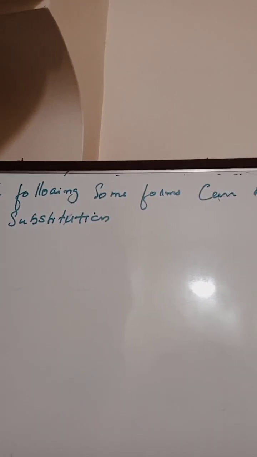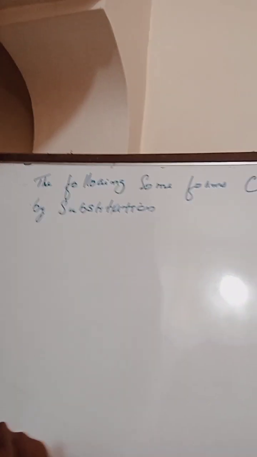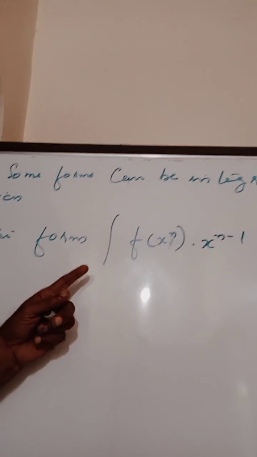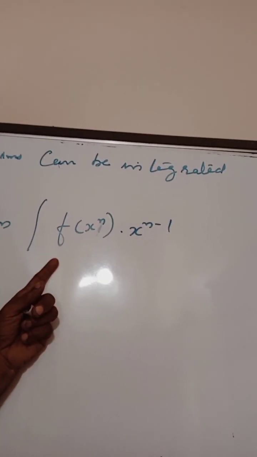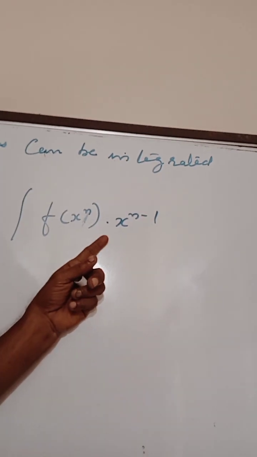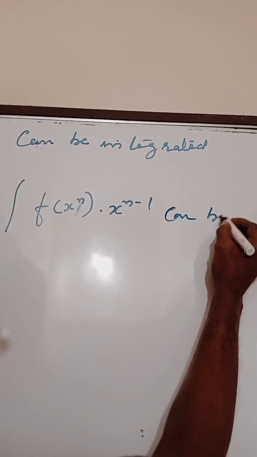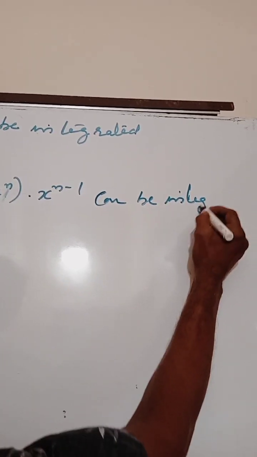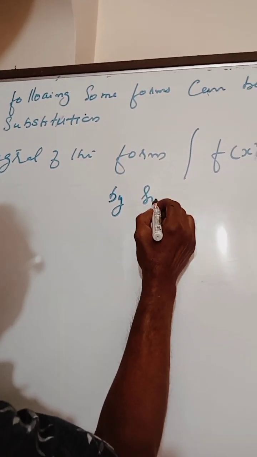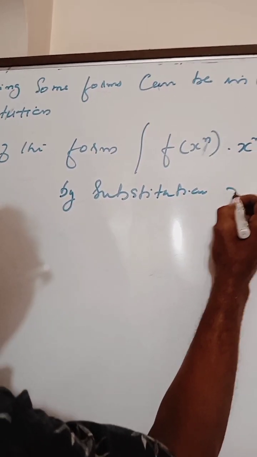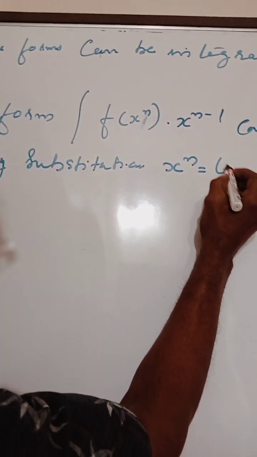The following sum forms can be integrated by substitution. The integral of the form integration of f of x raised to n into x raised to n minus 1 can be integrated by substitution x raised to n is equal to t.